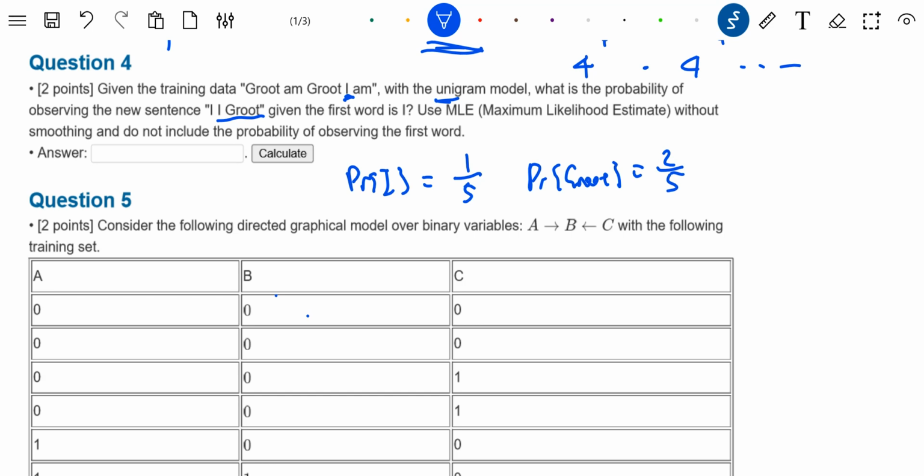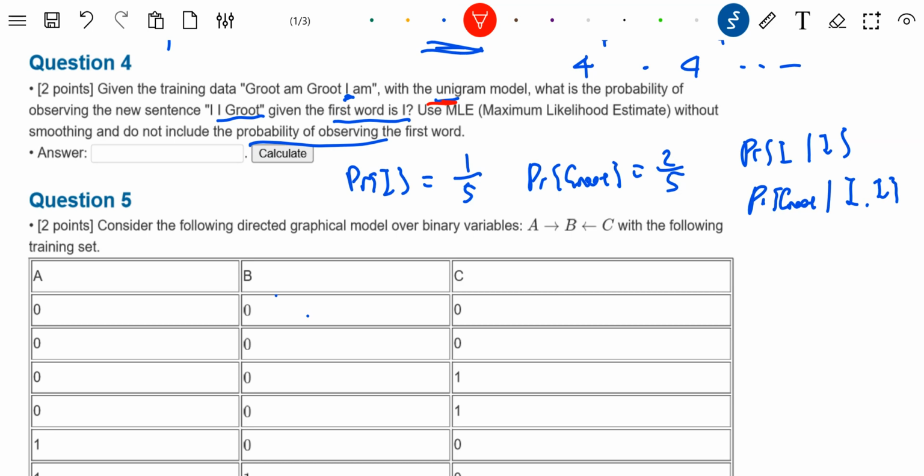So we have these two probabilities, and given the first word is already I, we do not compute that probability. We want to compute the probability of I given I and Groot given I. And being a Unigram model means these givens are not important. If we are talking about bigram model, then we get rid of that I. If we are talking about trigram model, we need all of the conditional probabilities. But again, here it's Unigram, so it's just probability of I times probability of Groot.